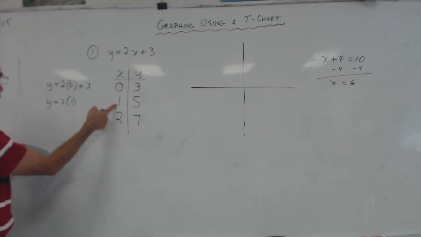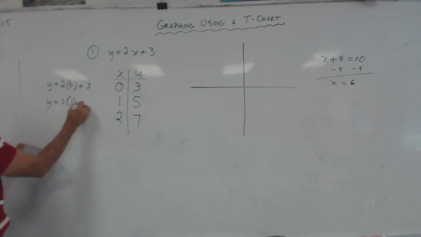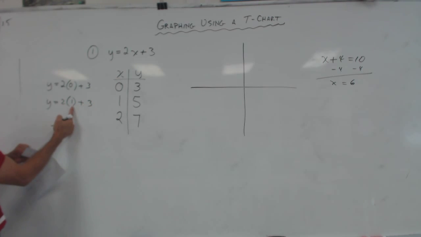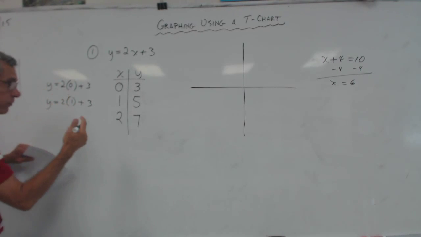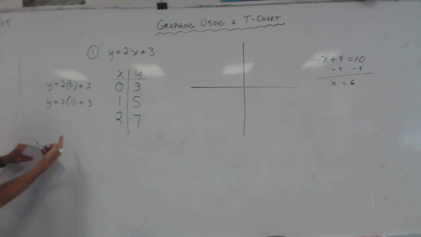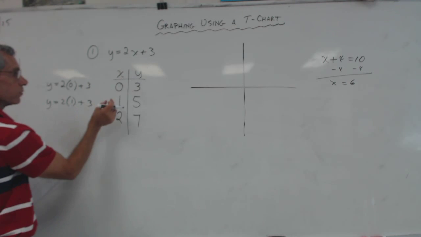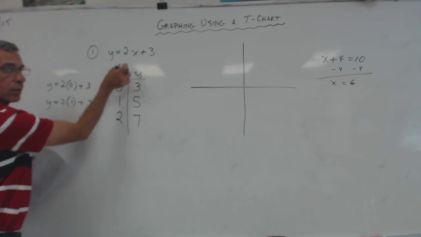Instead of x, I'm putting a 1 in there. Does that make sense, Una, now? Plus 3. So 2 times 1 is 2, plus 3 more, 2, 3, 4, 5. 5. That's all I'm doing. I'm just redoing this, but I'm substituting this number in here.